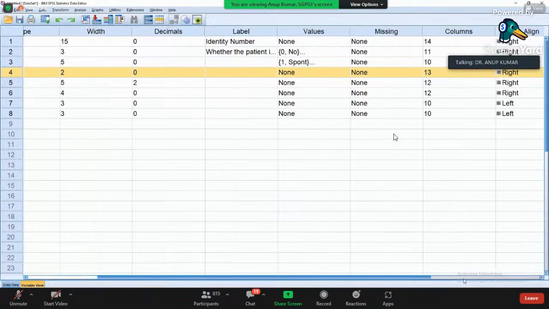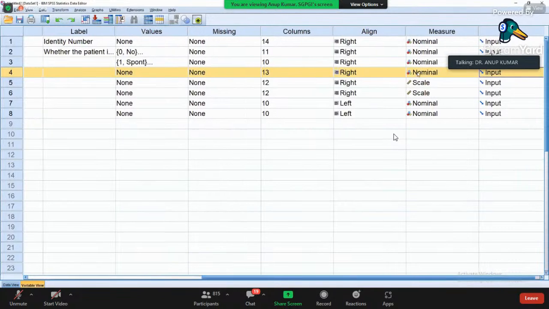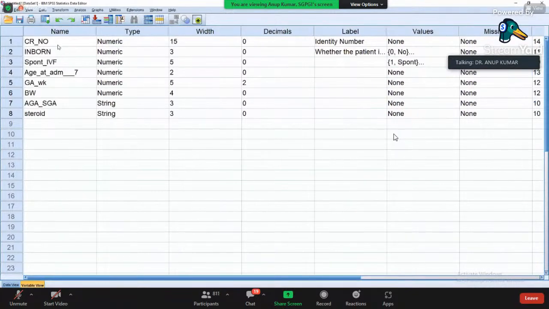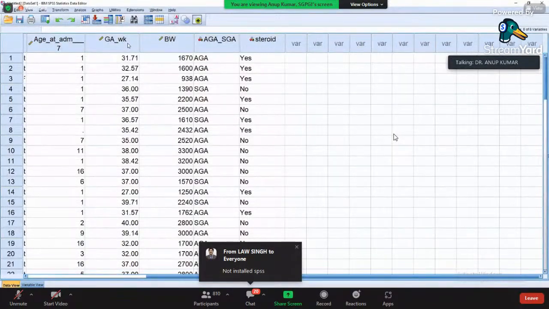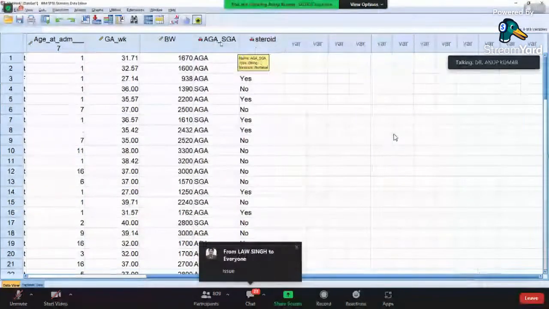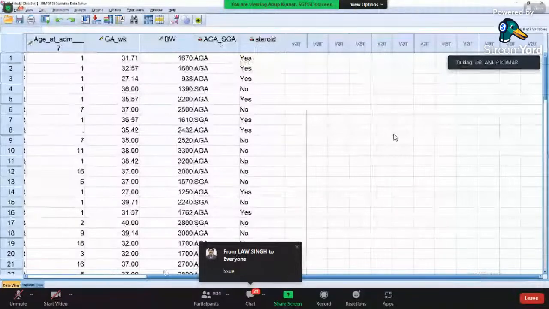But what is the level of measurement? The level of measurement is given as nominal. No, it should not be nominal. It should be scale. It is scale data, so you have to change it like this. Similarly, gestation age in weeks is scale data. Birth weight is scale data. AGA, SGA, steroid, again these two are string nominal. You have to convert them into nominal the way I have told you.